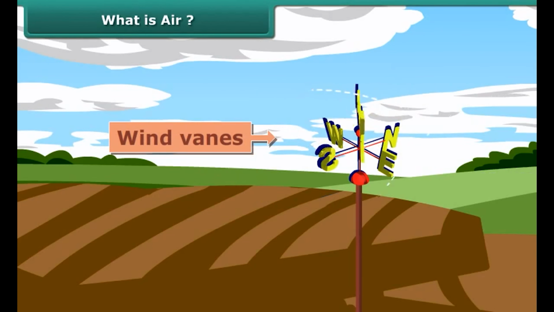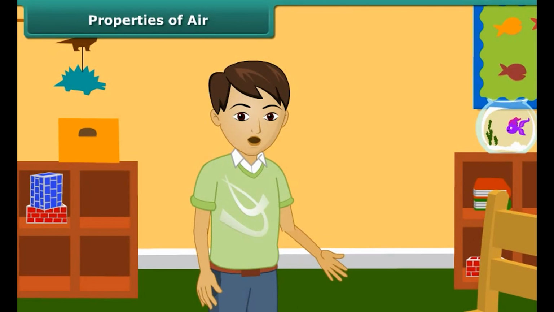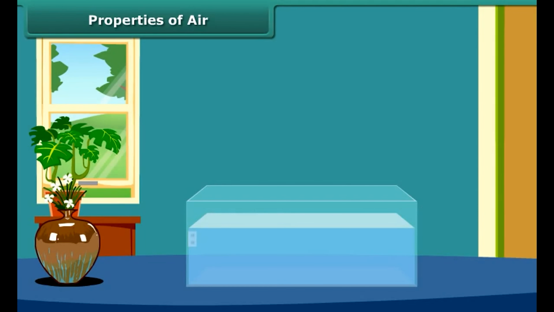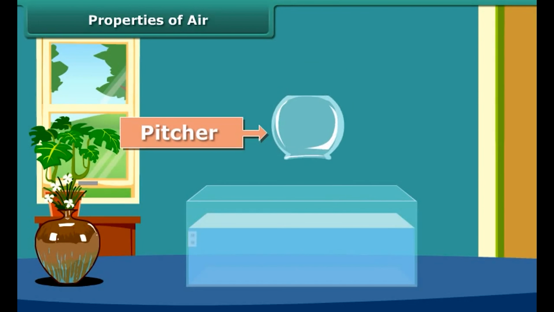Air is colorless and enables us to see everything through it as it is. It has no smell and taste. Air occupies space. To understand this, take a pitcher and dip it straight into the water.